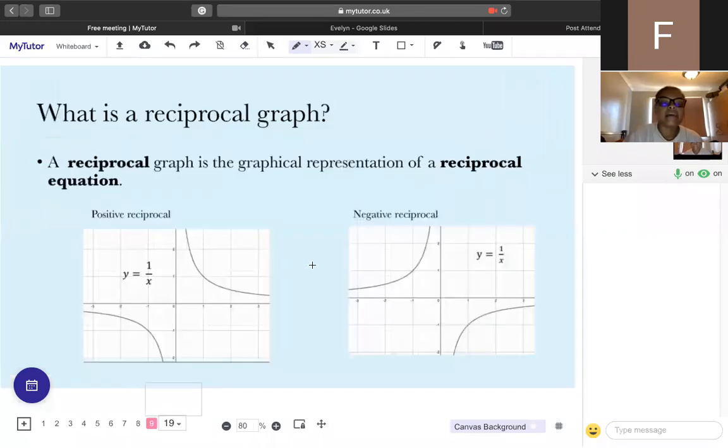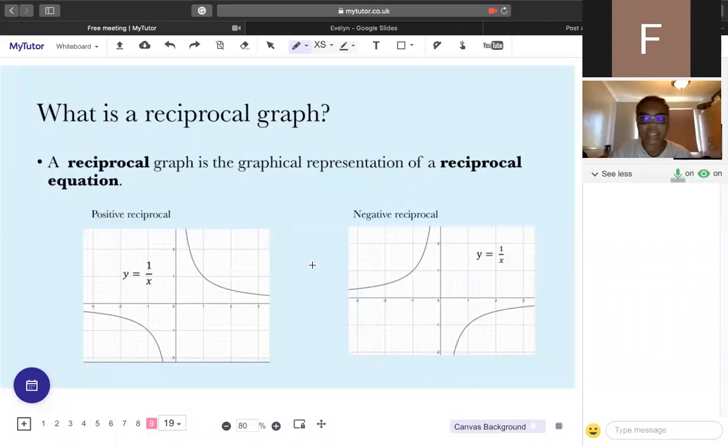So this then brings us to reciprocal graphs. A reciprocal graph is a graphical representation of a reciprocal equation. A reciprocal equation is just when your x is on the denominator of a fraction. Now, in your foundation exam, you are very likely to only get equations like y equals 1 over x. They don't get much more complicated than that for a foundation exam.